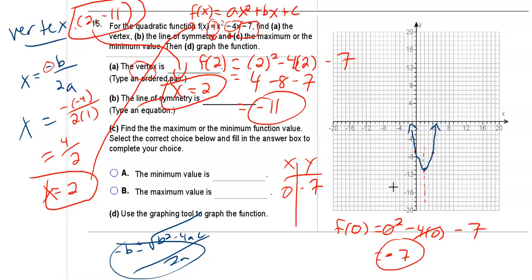Okay, this time the vertex is a minimum. It bottoms out here. There is no maximum because the graph goes up forever. So it's a minimum, and that minimum value, the lowest y value that you can get, is negative 11. It's whatever that value is from the vertex. That's going to be your minimum value in this case.